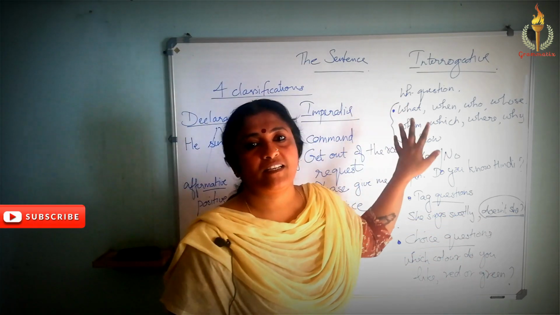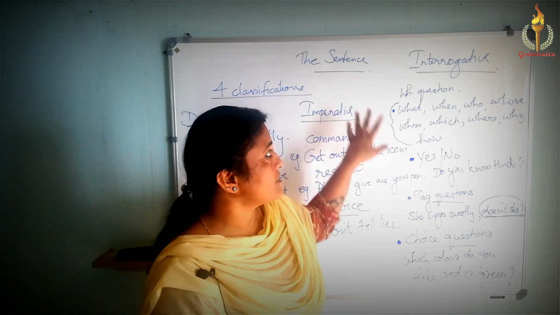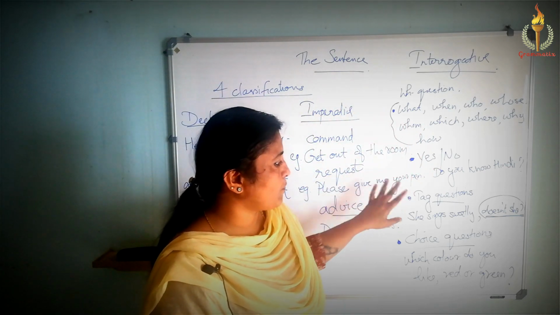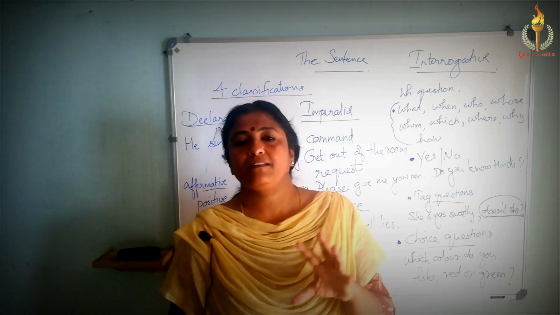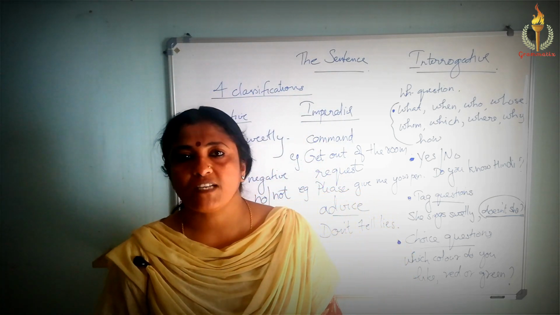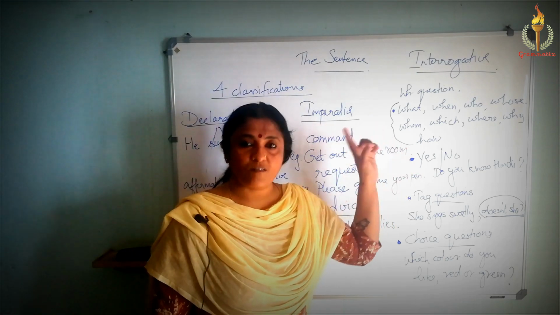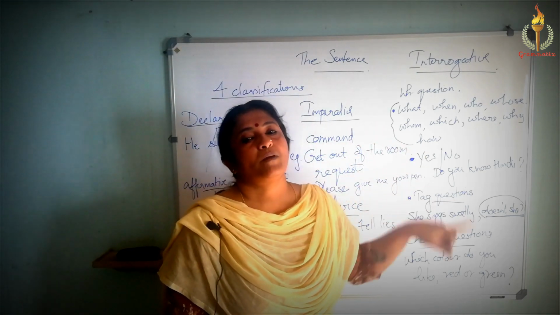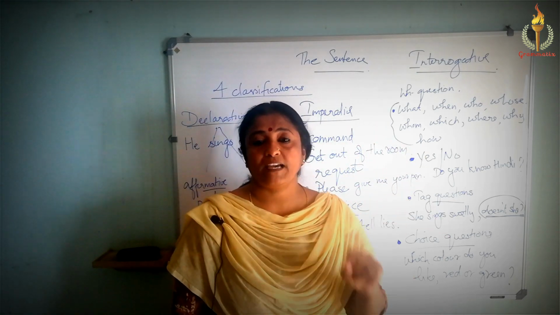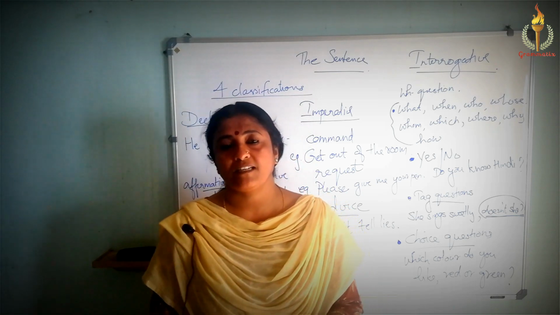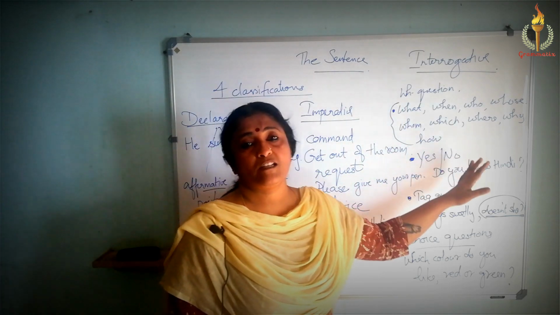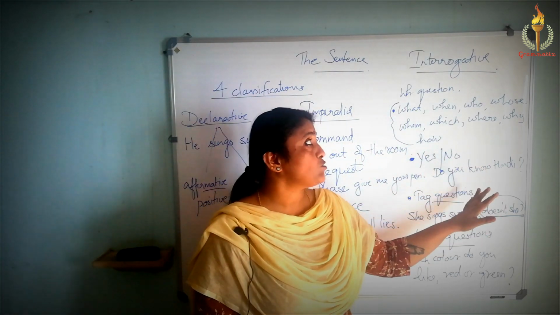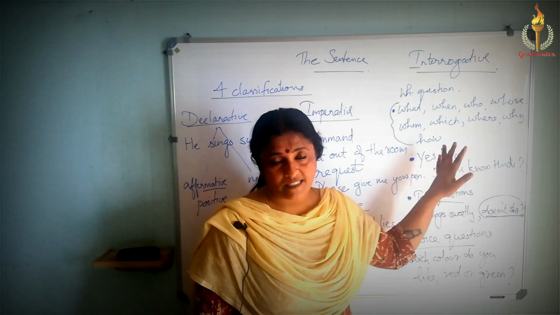So in interrogative sentences, you have four kinds: WH question, yes no question, tag question, and choice question. What is the main thing that we need to consider in an interrogative sentence? It starts with a capital letter but ends in a question mark. The end punctuation of an interrogative sentence is a question mark.